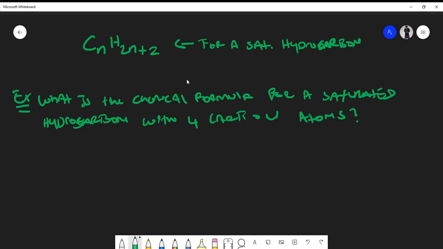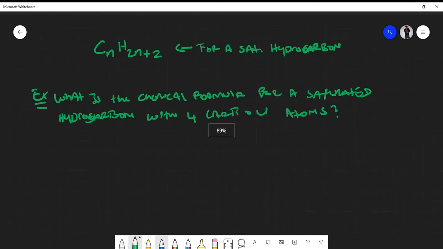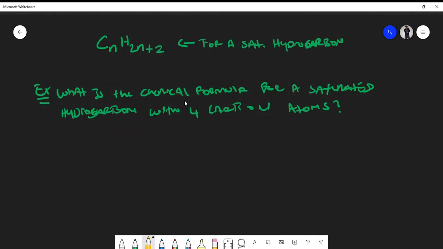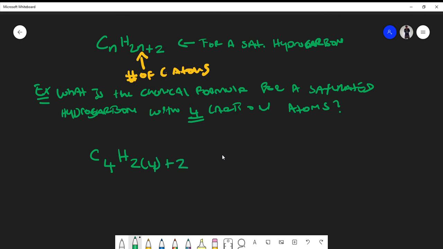Now, n in this formula represents the number of carbon atoms. So if that is the case, then the only thing we need to do is anywhere we see n in the formula, we plug in 4 in this case, because again, 4 is that number. So we have C4 H 2 times 4 plus 2.